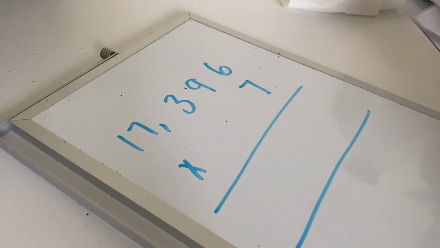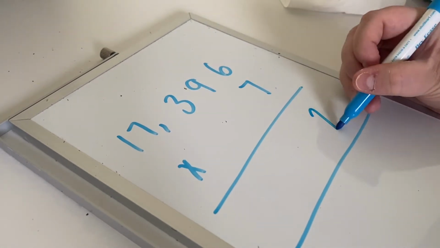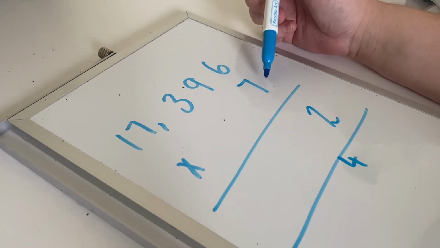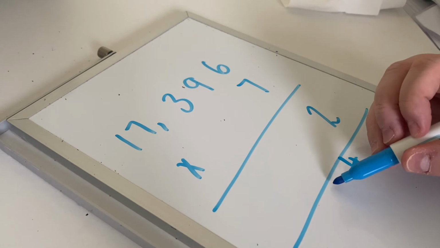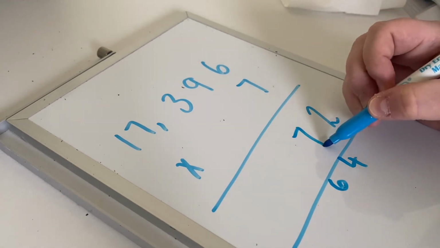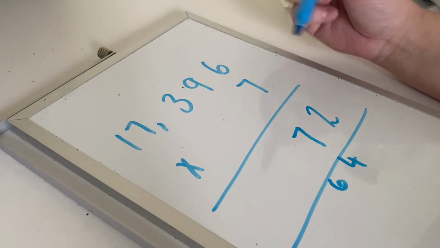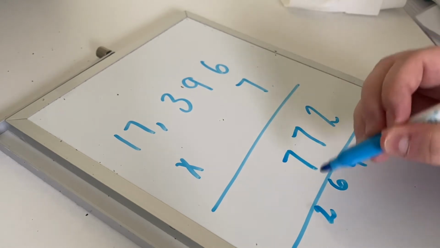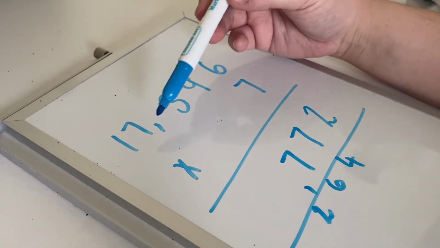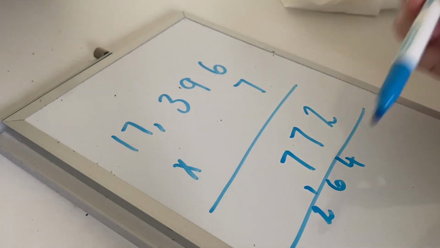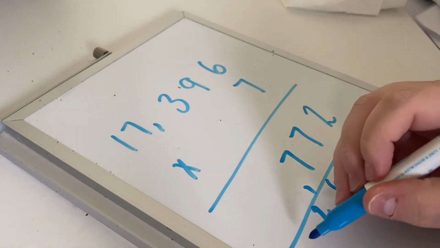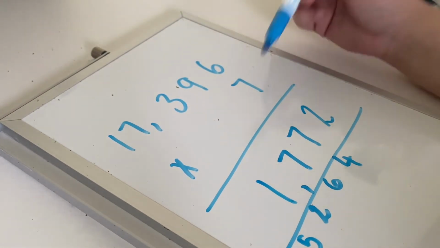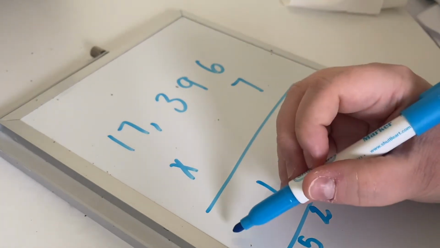So 6 times 7 is 42. The 2 goes there, the 4 goes underneath. Move on to the next one. 9 times 7 is 63, but we add the 4, so 63 add 4 is 67. 3 times 7 is 21, but we add the 6, so 21 add 6 is 27. We could actually add our comma here. 7 times 7 is 49, add 2, which is 51. And 1 times 7 would be 7, plus 5, which is 12.